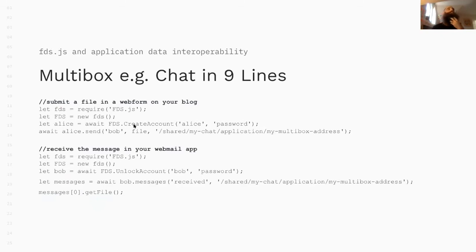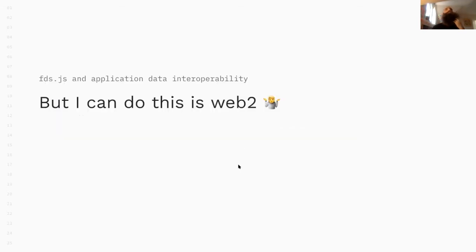And then you create an account, send the file to Bob, and then this is the Multibox address here. So it's in this file directory format, and you can pick that to be whatever you want. And then on the other end, you'd have your webmail app, and here you just unlock the Bob account and then go check that box in the Multibox and you'll get your file. So that's the idea of Multibox.